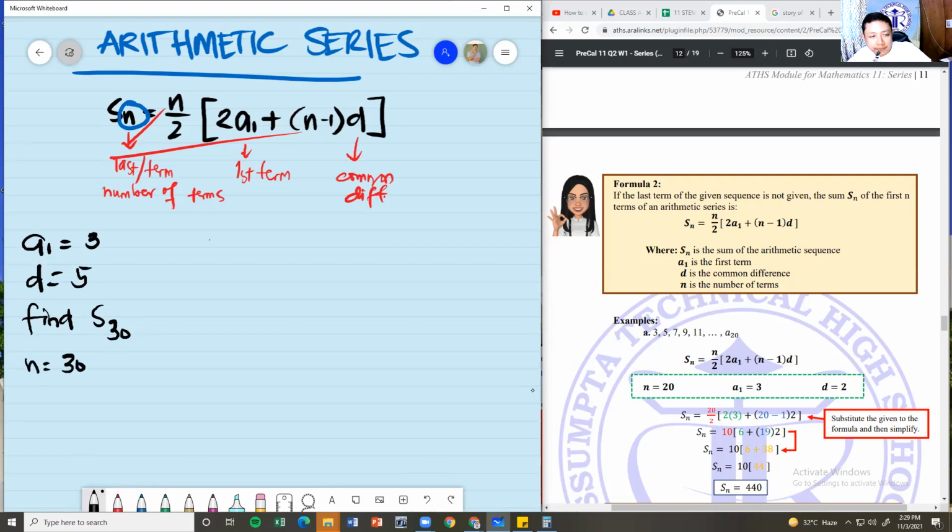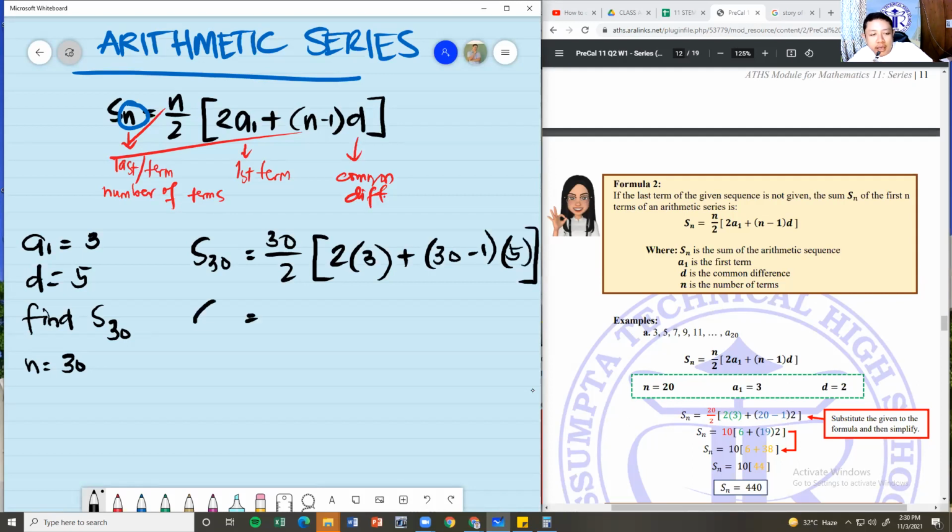So now we can do the formula. S sub 30 is equal to 30 over 2 times 2 times 3 plus n, which is 30, minus 1 times your d, which is 5, and then close. Go. Solve it and type your answer in the chat box when you're done. Chance already sent her answer. Linnea shared her answer already. Okay, Princess as well.